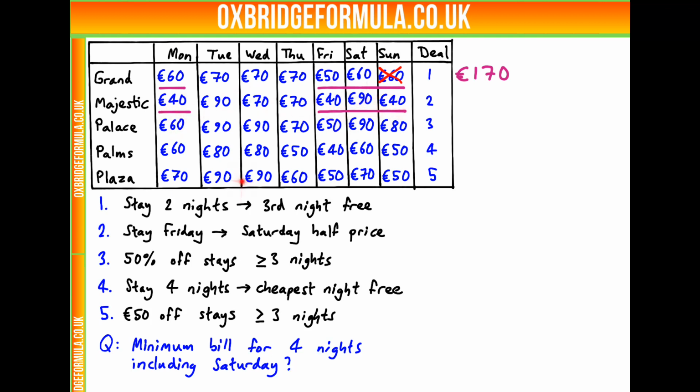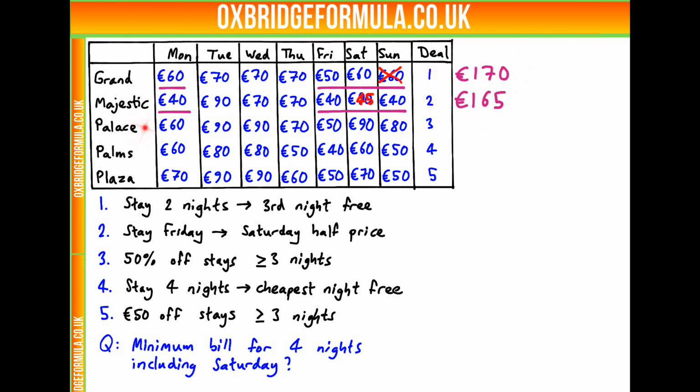Now let's apply our deal. Saturday is half price because we're staying on Friday. That takes this 90 down to 45. Now what's our total? 3 times 40 is 120, plus 45 is 165 euros. So these two are quite close, so you can see why we couldn't have just guessed or used approximations in this sort of question. It's best to go through the details.